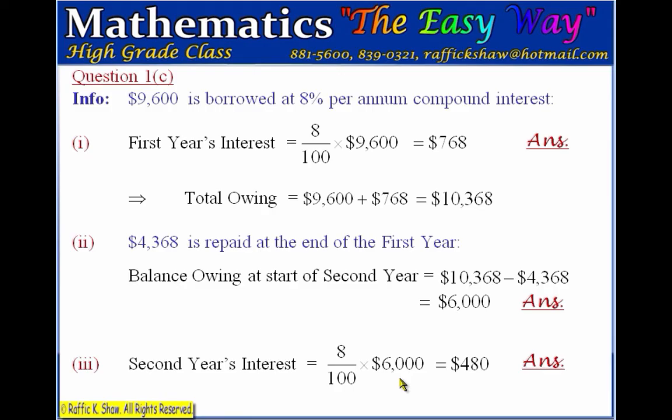$480. So $480 is the interest at the end of the second year. That's the second year interest, 8% of $6,000. And that's the answer, $480. Okay, so that's the end of question 1, and we'll do question 2 in the next video.